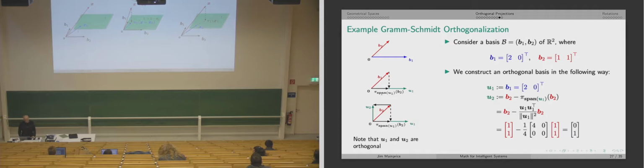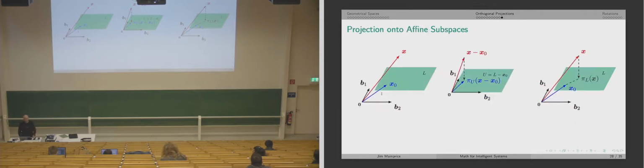Another thing we can do is orthogonal projections on affine spaces. Remember, affine spaces are not directly vector spaces. They are a vector space that is kind of offset by another vector. So that's kind of the depiction of that.